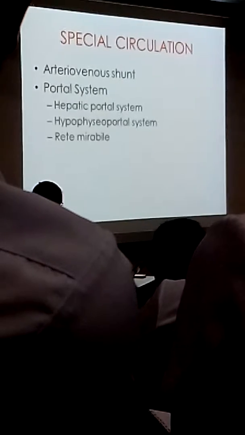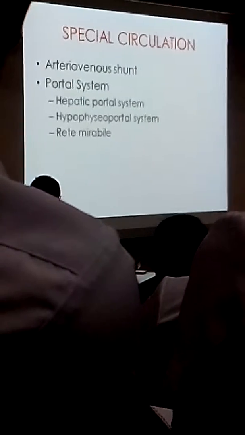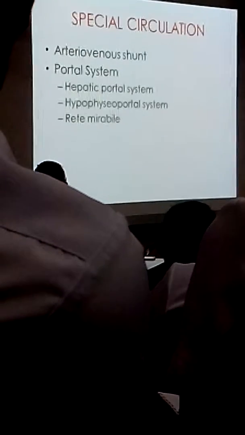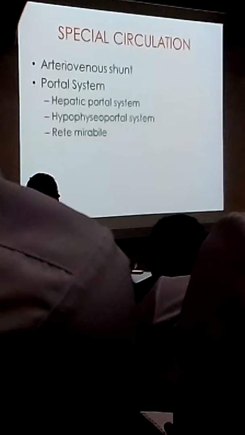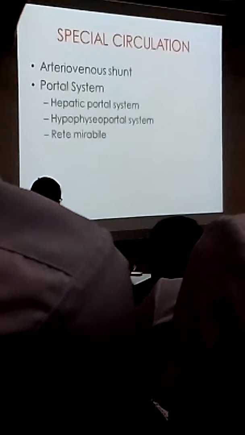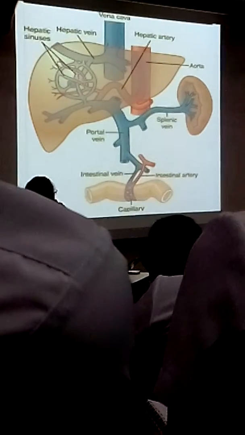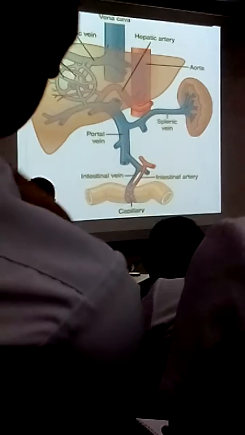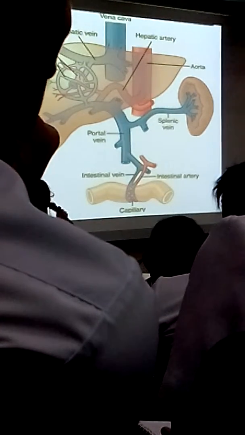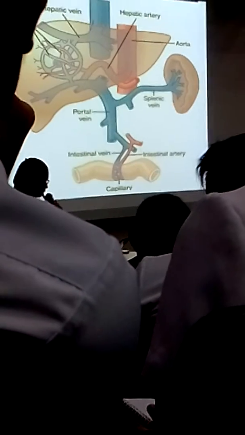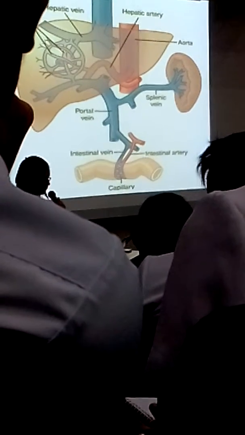So there is blood flow through a second capillary network before it returns to the heart. So capillary, blood vessel, capillary, before it reaches the heart. So examples for these: one is your hepatic portal system.